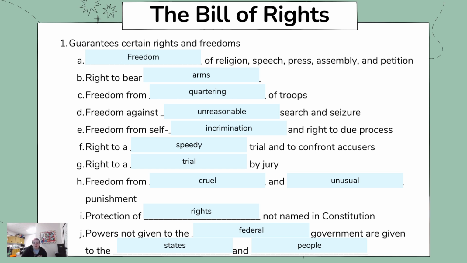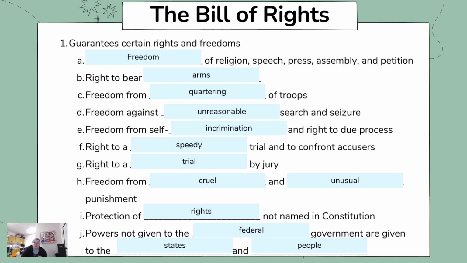And petition. A petition is a document or an idea for a law that you have to get a certain number of signatures on. And if it gets that number of signatures, then it can move on and become an actual law. The Second Amendment is the right to bear arms. Technically it was written for a well-armed militia, but it also guarantees that people have the right to own firearms, is what that one means.